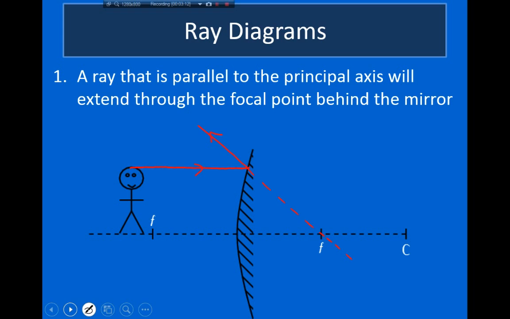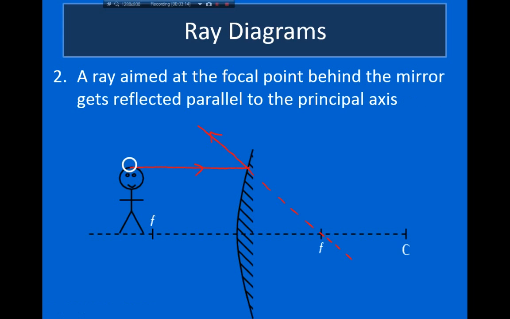Now the second one is again the same kind of thing. If we directed a beam towards the focal point behind the mirror, it's going to reflect off of this mirror parallel to the principal axis. So let me draw another ray here. This ray is going to be directed at this point, and it'll be reflected parallel to this principal axis. And again, I'm going to extrapolate this reflected beam back so we can see these two reflected beams are intersecting at this point.